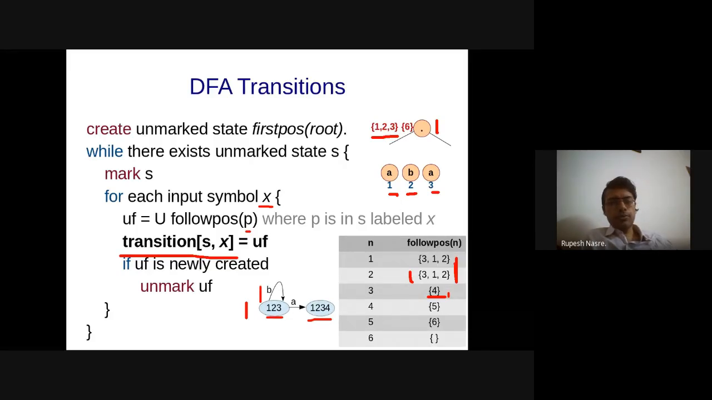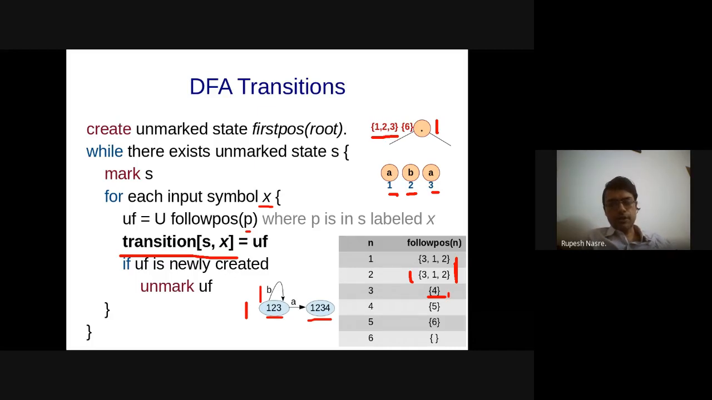Okay. So let's compute that. What we are saying is that since we are talking about state 1, 2, 3, 4, the nodes in the syntax tree that it represents are node 1, node 2, node 3, node 4, which represent A, B, A, B. Right? So if we have to talk about the transition from 1, 2, 3, 4, we have to consider nodes 1 and 3. 1 and 3 represent A's. So 1 and 3's followpos is going to be 1, 2, 3, 4, and therefore you are going to come back to that same state on A, right?